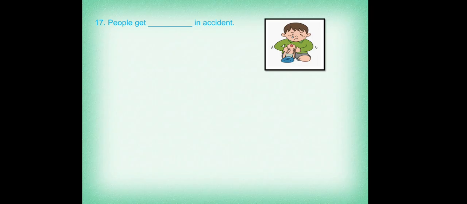Next, people get dash in accidents. What do they get? Hurt, pencil, vegetable or money. What do they get in the accident? They get hurt in the accident. So, tick hurt. We don't get pencils and vegetables when we get hurt, right? Do you get money? If you have an accident on the road, do you get money over there? No. You will get hurt at that time when you have an accident.